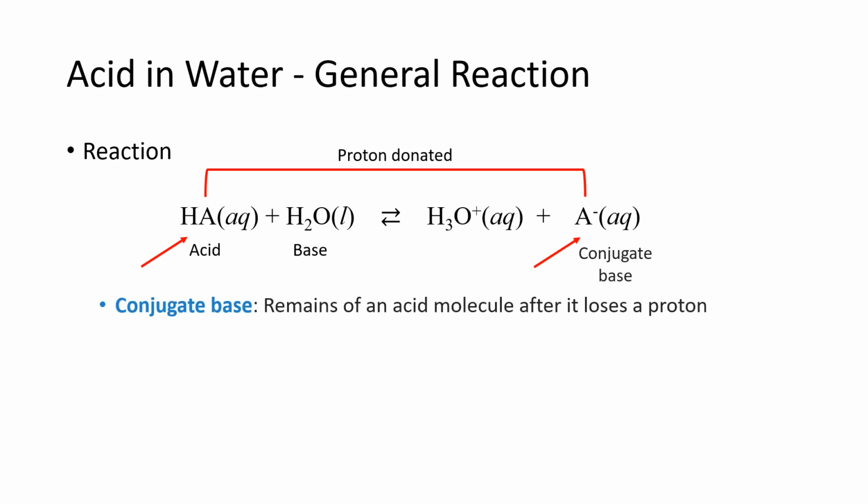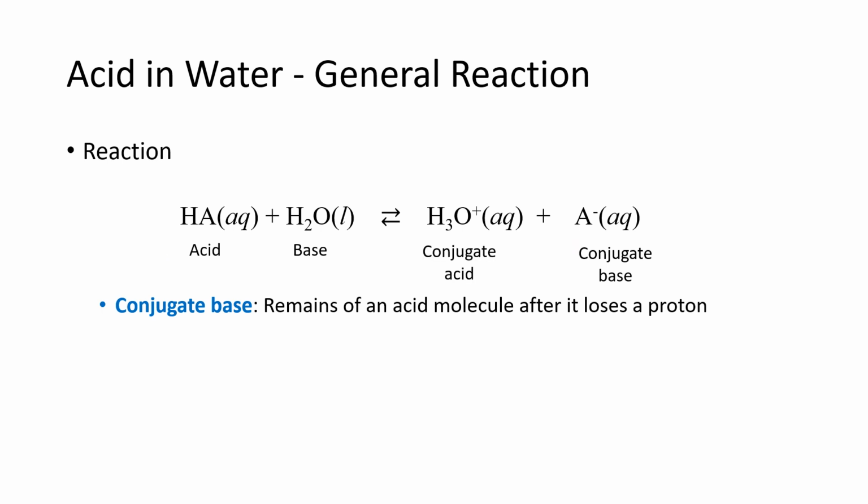A negative is called the conjugate base. It's what remains of the acid after it loses a proton. Next, water is typically the solvent where acids dissolve or dissociate. Here, water also acts as a Bronsted-Lowry base. The solvent is part of the reaction.